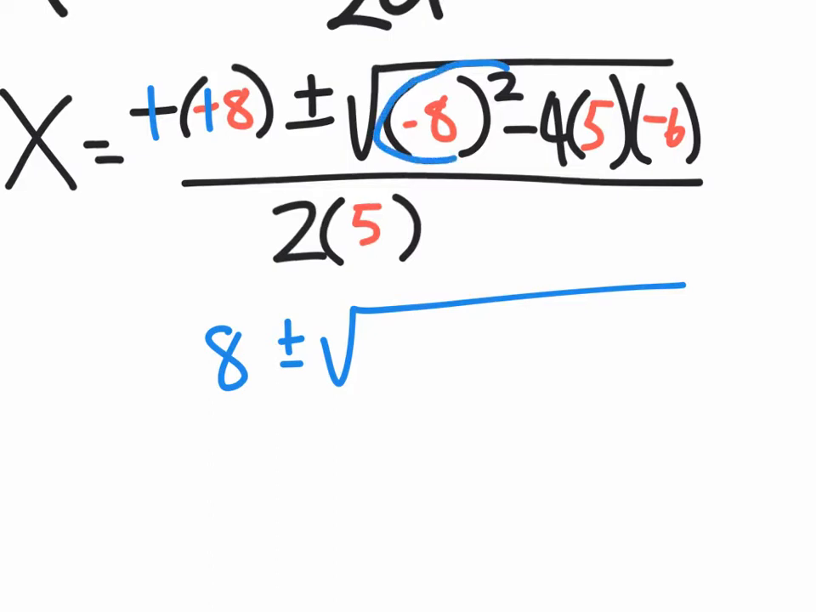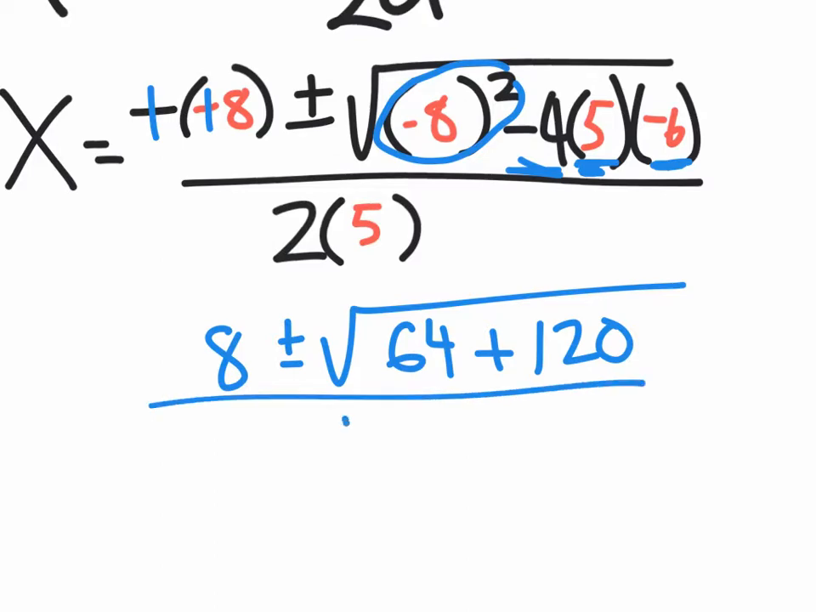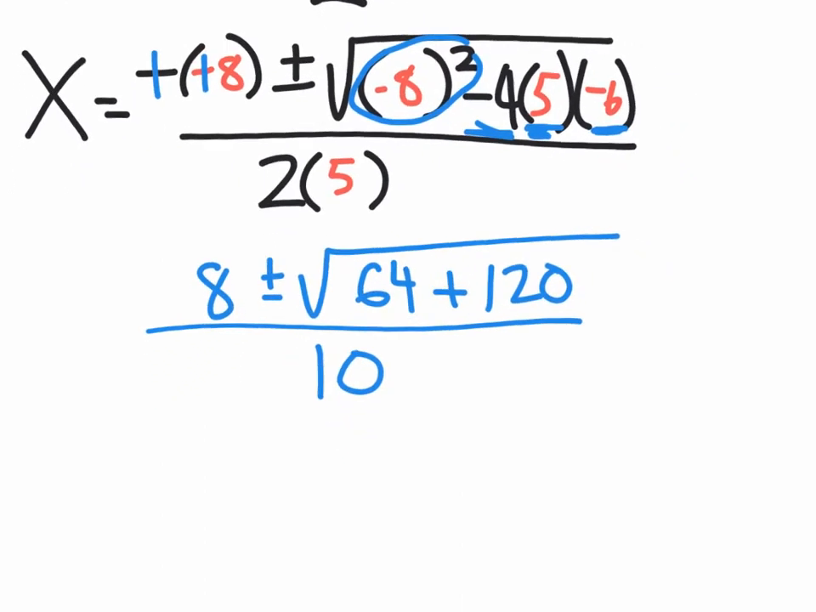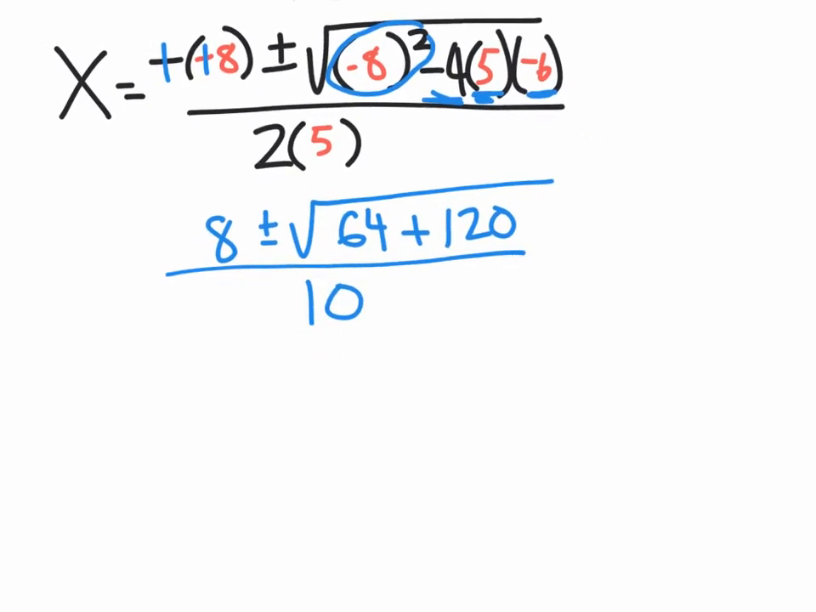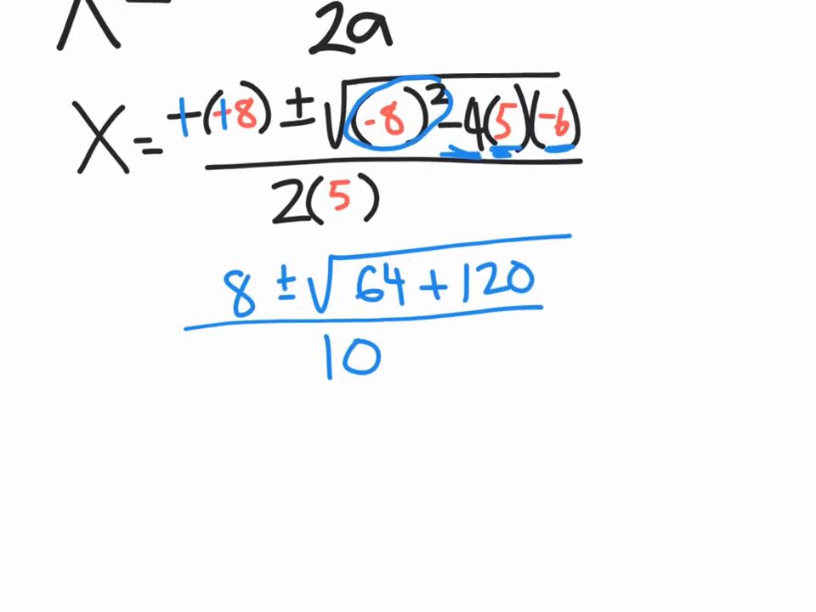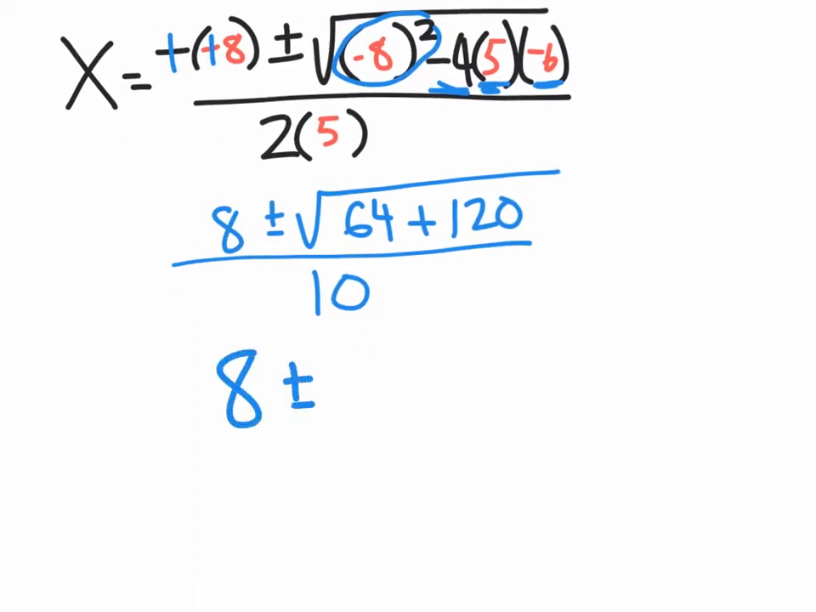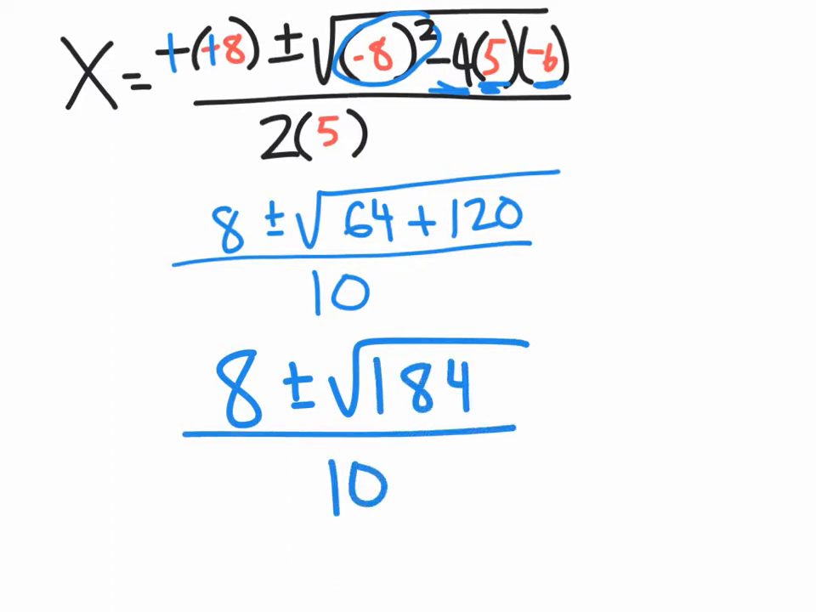And on the inside of the square root, negative 8 squared, that's positive 64. And then you have negative 4 times 5, that's negative 20. And then negative 20 times negative 6, that's going to be a positive 120. Right? And let me rewrite the rest. I have it over 2 times 5, which is 10. Okay, let's continue simplifying the radicand value, the value inside the square root, also known as the discriminant. So we're going to have 8 plus or minus the square root of 184 over 10. So first question is, could you do the square root of 184?